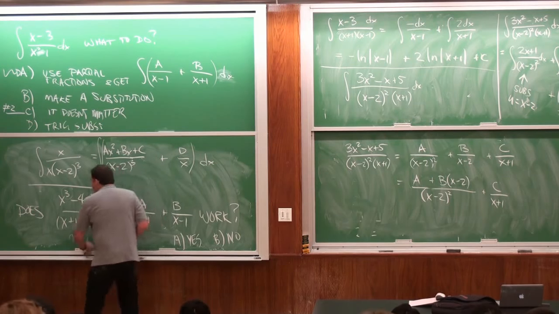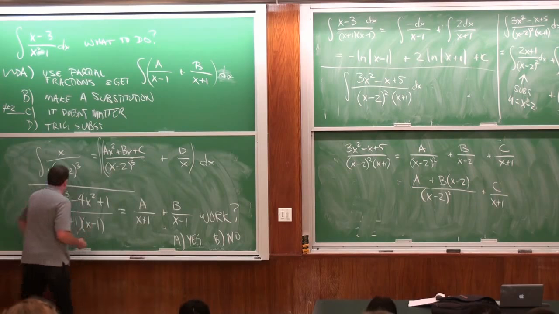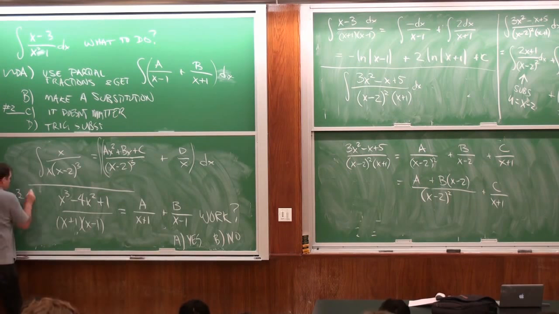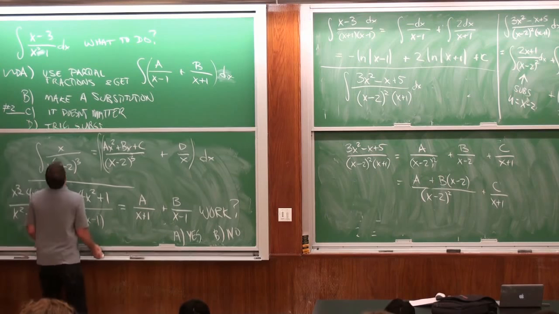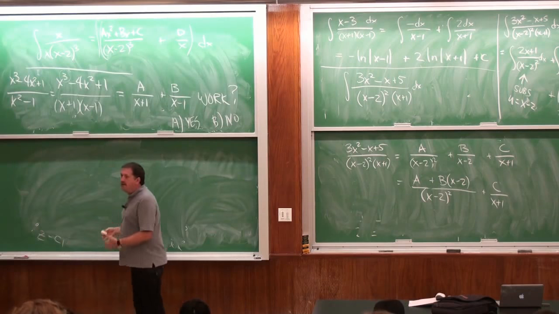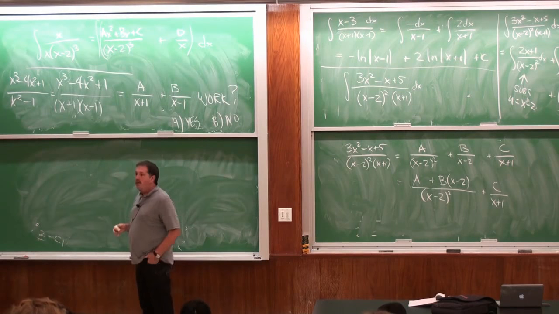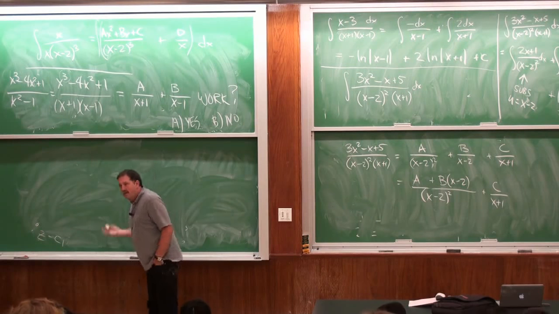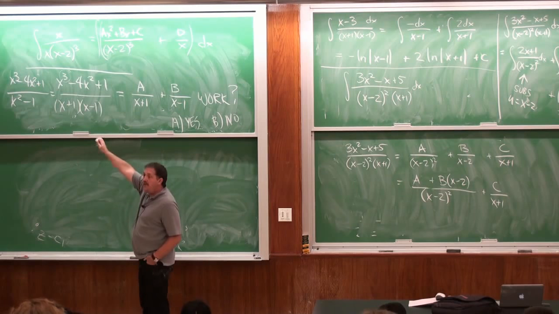So this is the same thing. X cubed minus 4x squared plus 1 over x squared minus 1. Those are equal. And so what I have to do is reduce the power of the numerator. So I want to get that down to being an x squared.